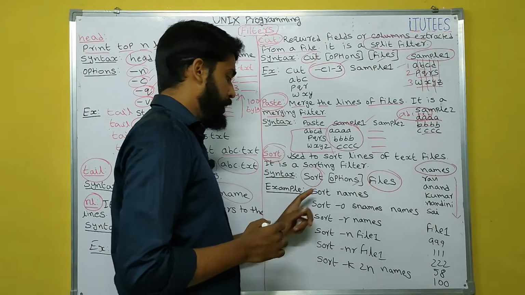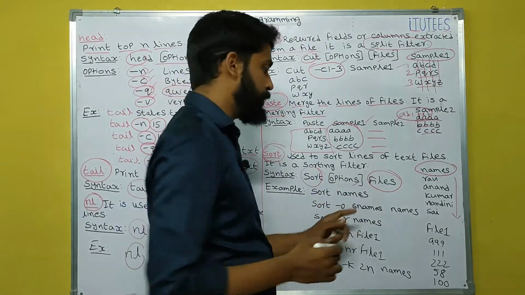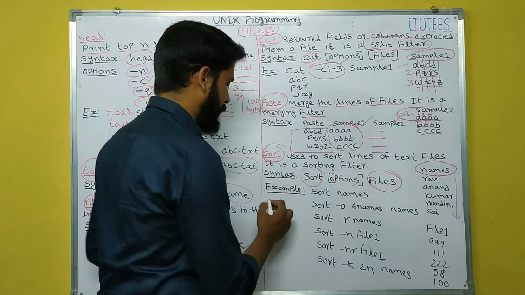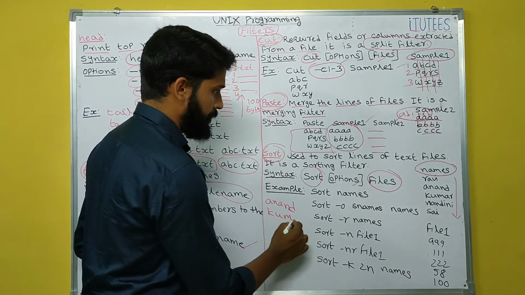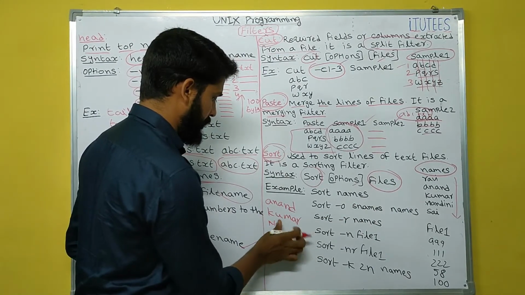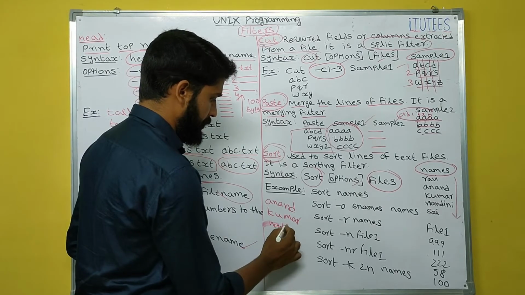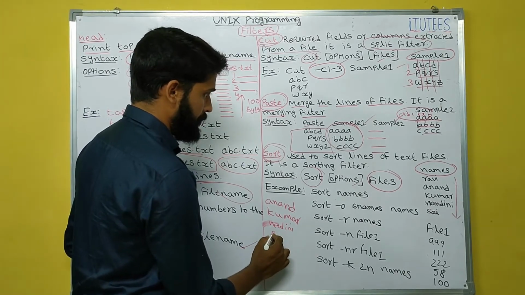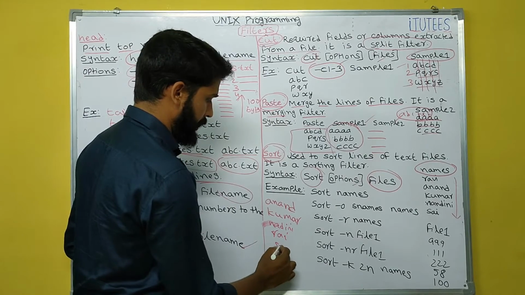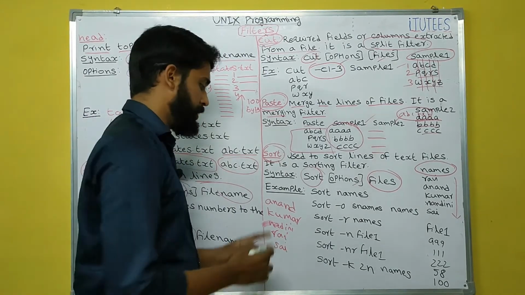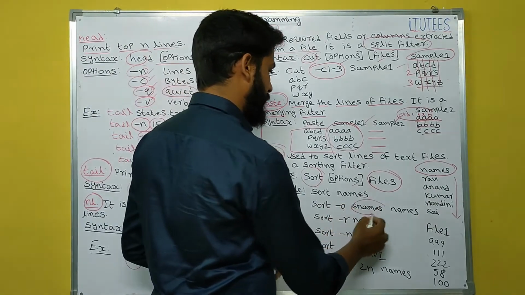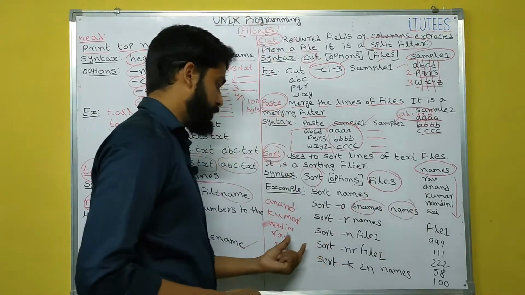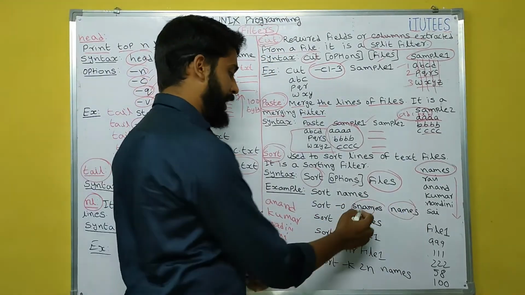For example, sort names. Now it displays the names in alphabetical order. That means Anand, Kumar, Nandini, Ravi and Sai. So this is the sorted output. Sort -o S names: now the sorted names are stored in a file called S names.